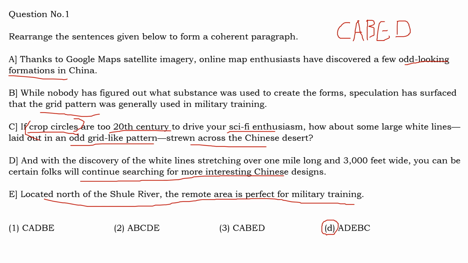So first we talk about the crop circles. They are very outdated, not enough to evoke the enthusiasm of people interested in science fiction. But they will be definitely interested in these grid like patterns, which the enthusiasts have found through Google map imagery, and nobody could understand what substance was used, but it could probably be military, because these kinds of patterns are generally used by military, and this area is perfect for military training. And with this curiosity generated, people will definitely be looking for more interesting Chinese designs. So CABED will be the clear and correct option. So option 3 will be the answer.